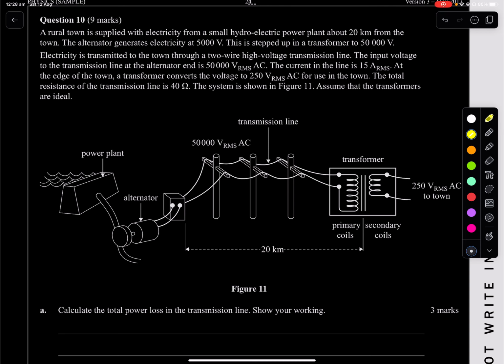At the edge of the town, a transformer converts this voltage to 250 volts AC for use in the town. The total resistance of the transmission line is 40 ohms. The systems are shown in figure 11. Assume that the transformers are ideal, so no power is lost.